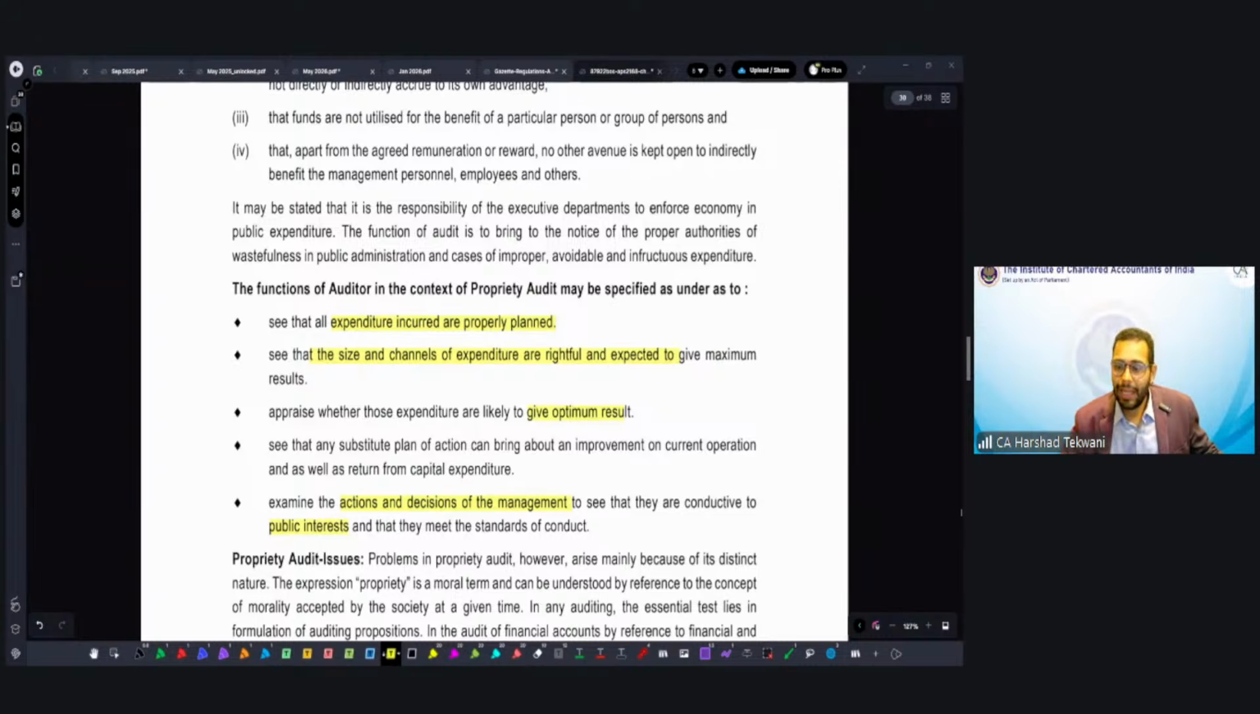Can anyone tell me what happens once you carry out these audits? What is the next step after this report is there? What is the next step? Can anyone tell me? These reports are issued. What is the next step? They are laid on the House of Parliament. Then what?